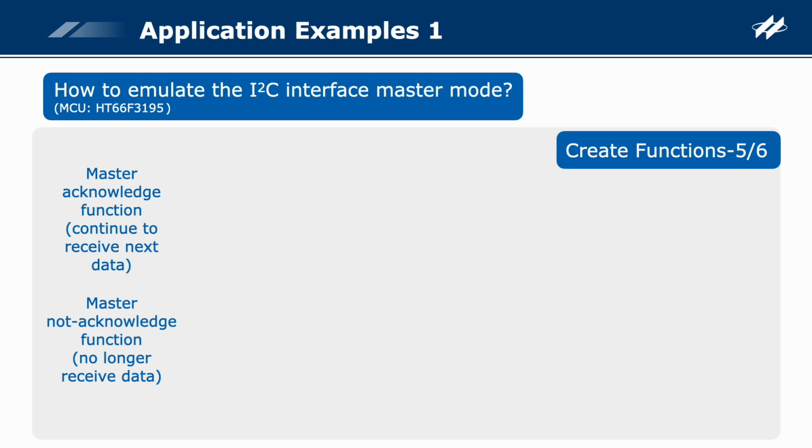Now let's go on to write the master acknowledge function and master not acknowledge function. When the master is the data receiver and the slave is the data transmitter, if the master needs to continue to receive the next data, it will generate an acknowledge signal to the slave, and the slave will continue to transmit data after receiving this acknowledge. If the master does not need to receive data, it can transmit a not acknowledge signal.